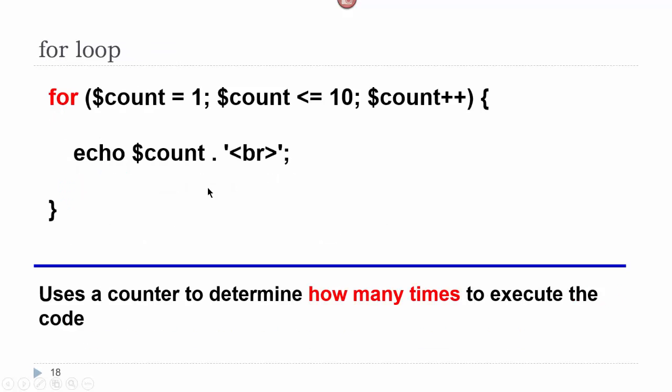A for loop is used when you know or can determine how many times to execute code. And in this case, you would always have a counter, a condition, and then an increment. And here again, the statement to be executed as long as this condition is true based on the counter.